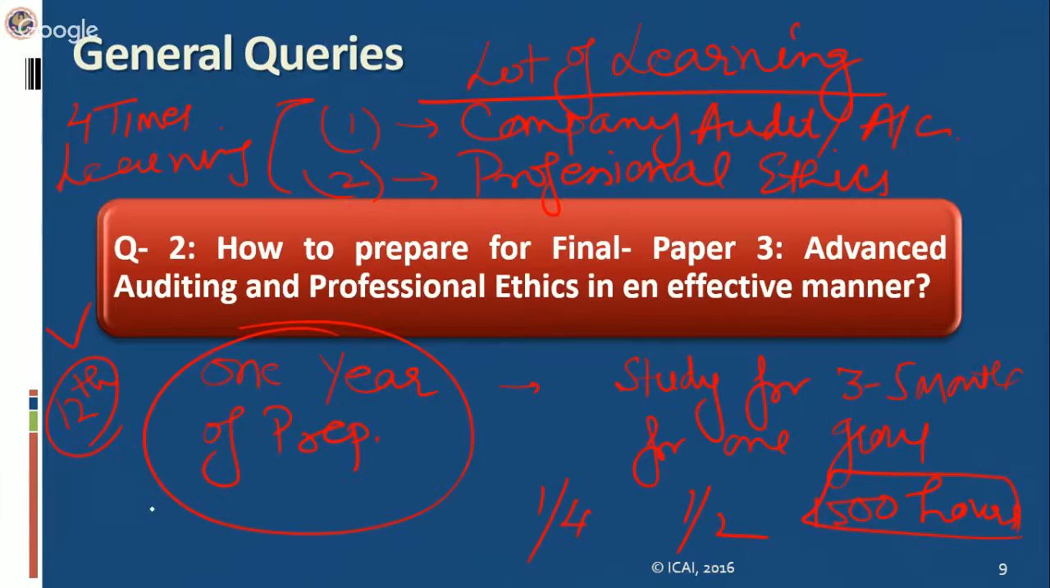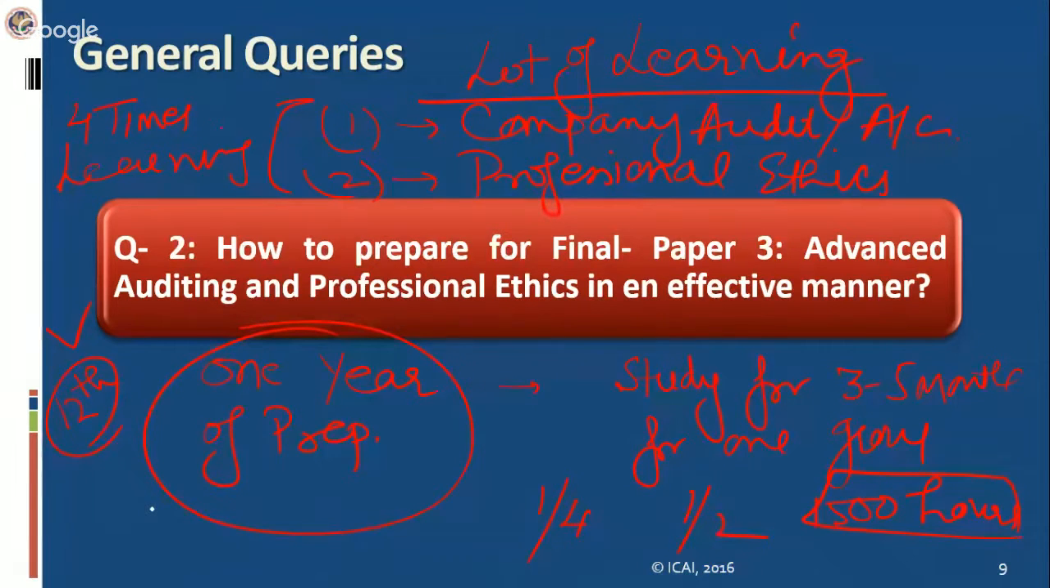Secondly, so far as professional ethics is concerned, my same principle is there. I was discussing in the last lecture, I explained to you in detail how to learn the clauses. There are so many clauses. If you remember one clause, you forget the other clause. So you have to learn it in a systematic manner. Learning is very much a must in respect of professional ethics and company audit. And that too 4 times learning.